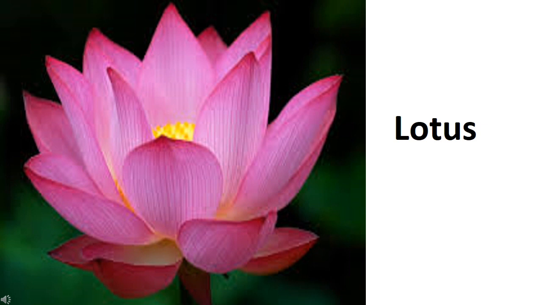Children, now which flower can you see on your screen? Yes, this is the national flower of our country. Yes, this is lotus. Lotus is our national flower and it is a sign of truth and wisdom. Generally, lotus is available in white or pink with boat-shaped petals. You can see in the picture, the petals are long and of boat shape. It grows in fresh water, lakes and shallow ponds.